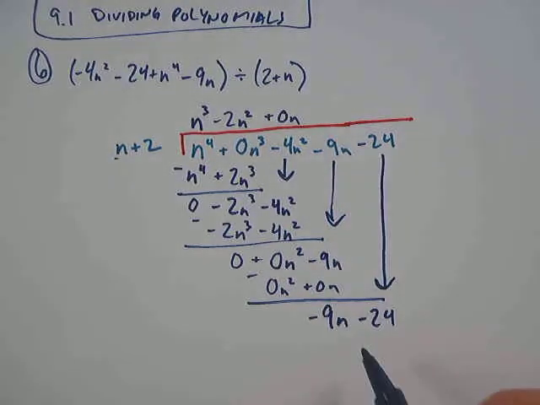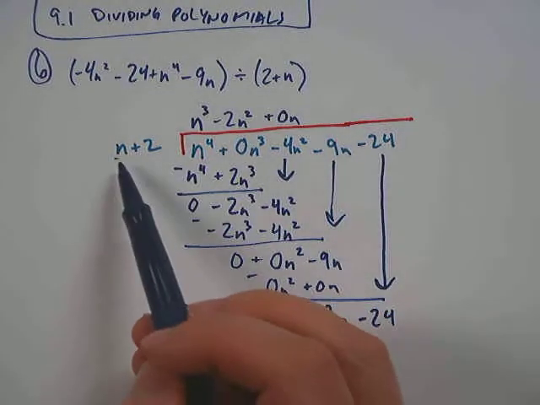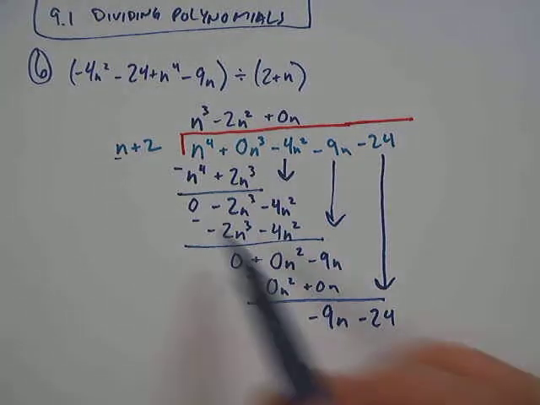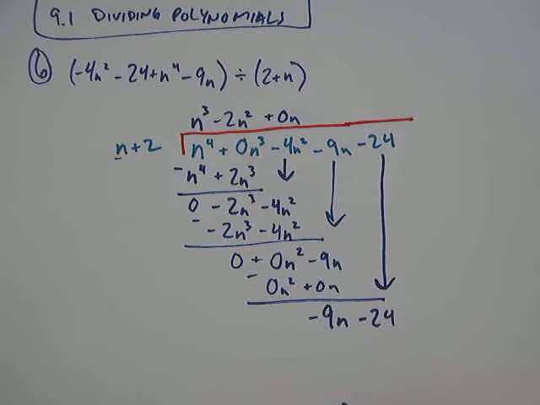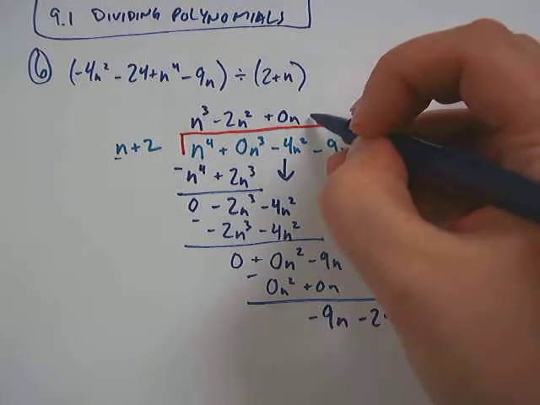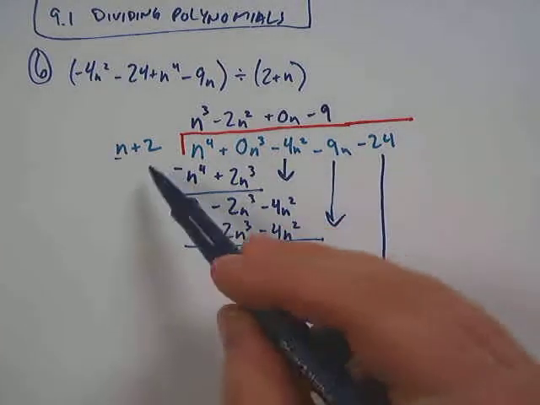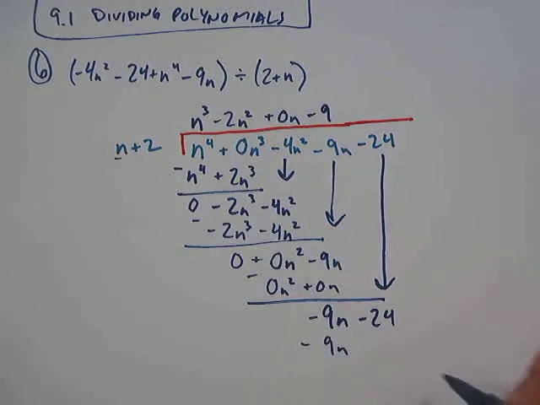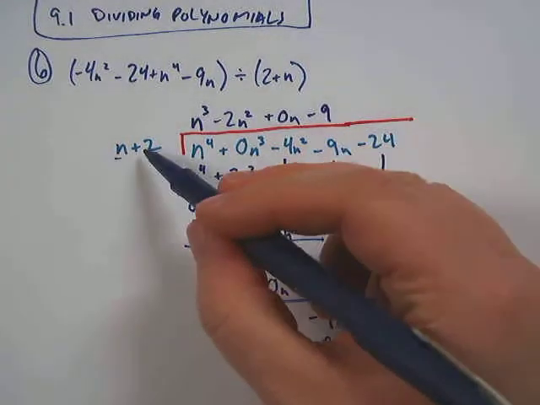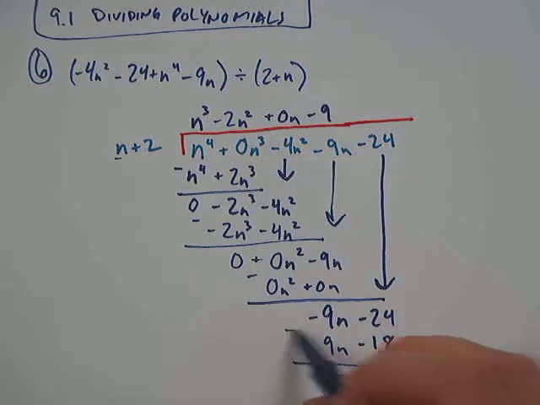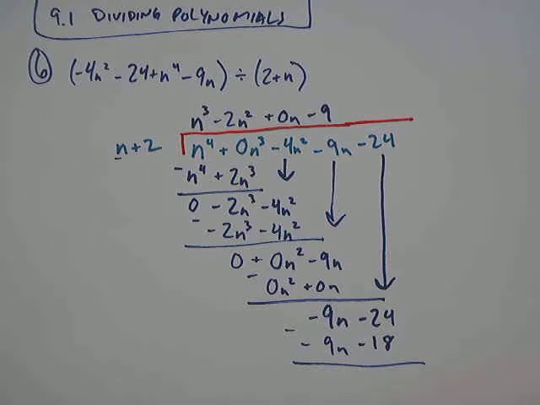So now we have to repeat this process. We have n and we have negative 9n. We're thinking, what can we multiply n by to get negative 9n? Well, that would just be negative 9. So negative 9 times n is negative 9n. Negative 9 times 2 is negative 18. All right, so now we're subtracting these things again.